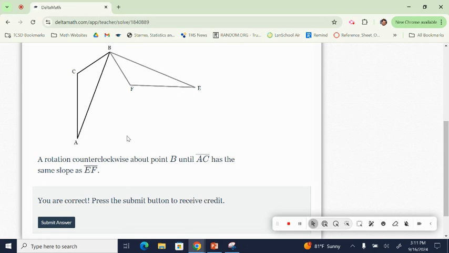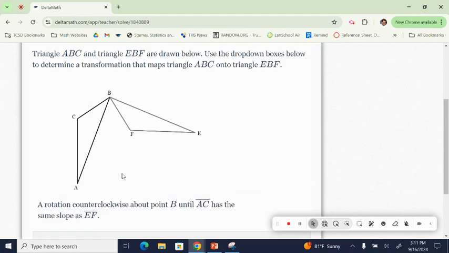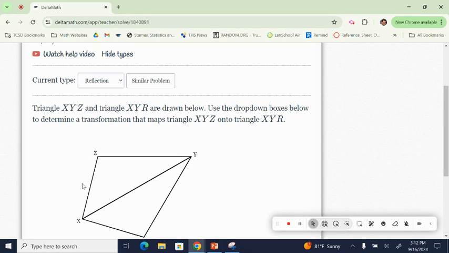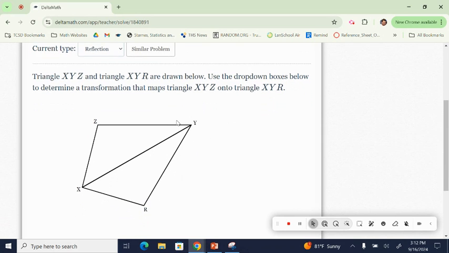I'm going to do one more of these, maybe with a reflection. Okay, last problem here. So now we have triangle XYZ and triangle XYR drawn below. It says use the drop-down boxes below to determine a transformation that maps triangle XYZ onto XYR.